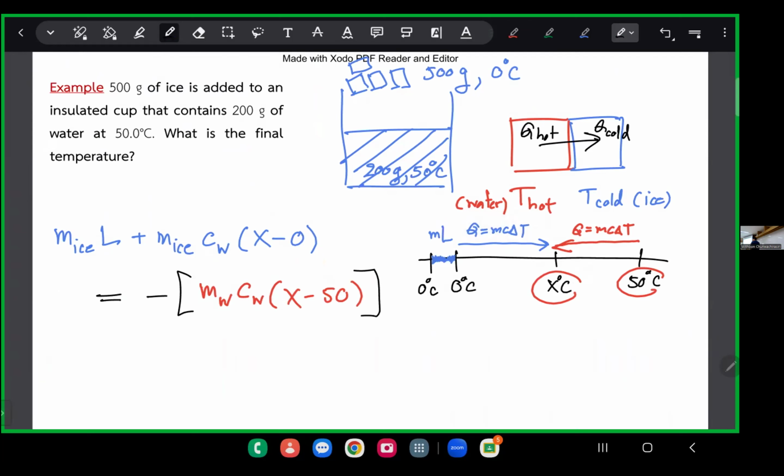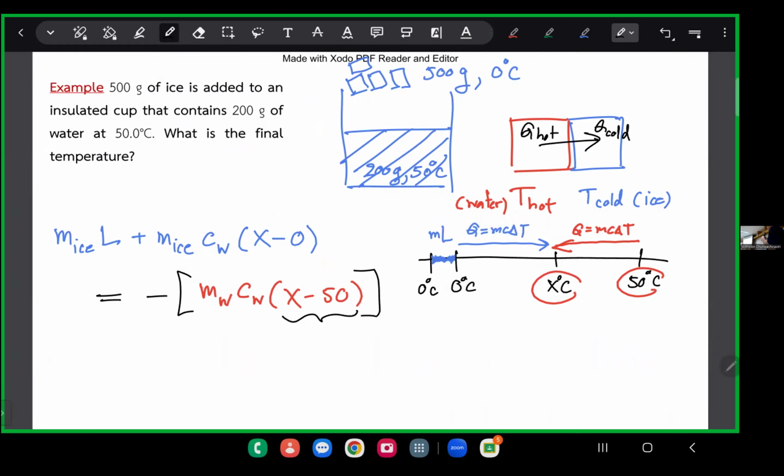Got it? All right. And now you understand why I need an extra negative sign, because X minus 50 is always negative. The final temperature X must be lower than 50 for sure. So that parenthesis always gives you a negative number. So if you want to equate the left side to the right side, you need an extra negative sign, right? You want to compare the magnitude of the change.